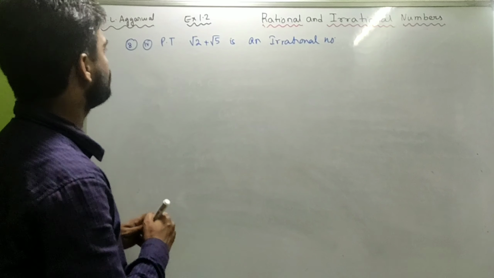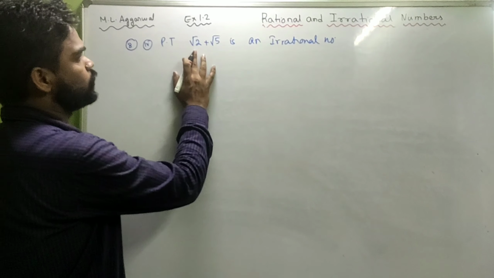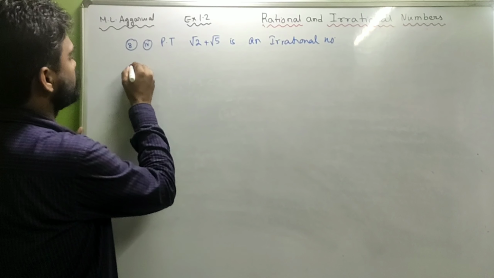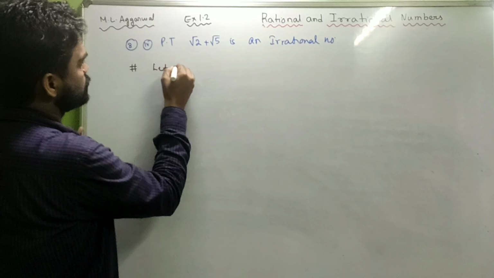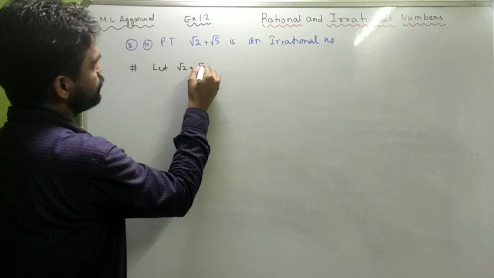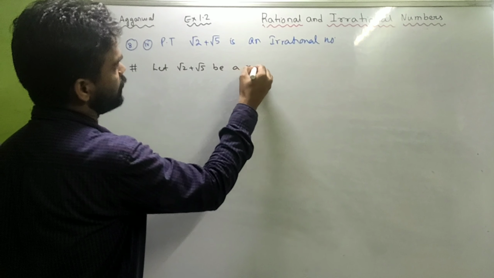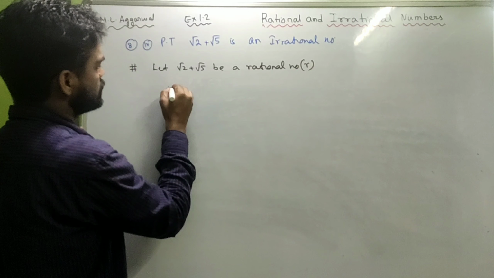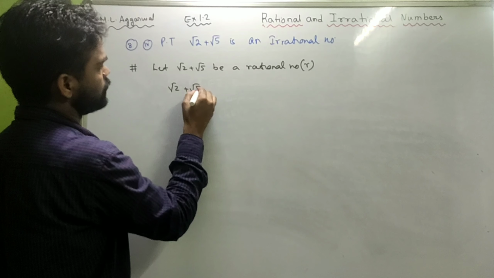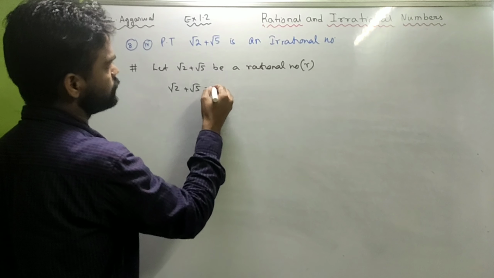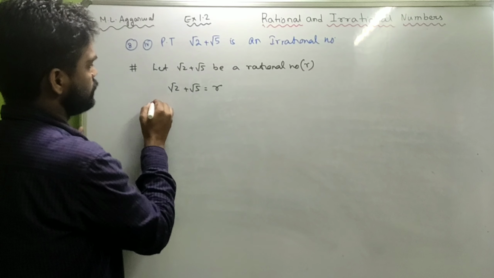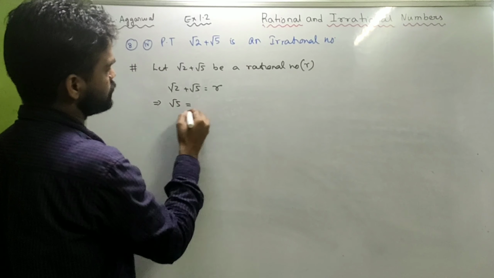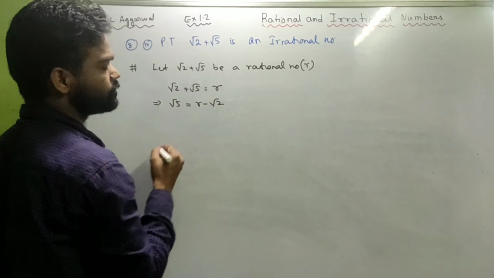Now look at the last sum for exercise 1.2. Prove that root 2 plus root 5 is an irrational number. Again, by contradiction we'll prove. Let root 2 plus root 5 be a rational number represented by r. So we can say root 2 plus root 5 equals r, which means, can I write root 5 is equal to r minus root 2?